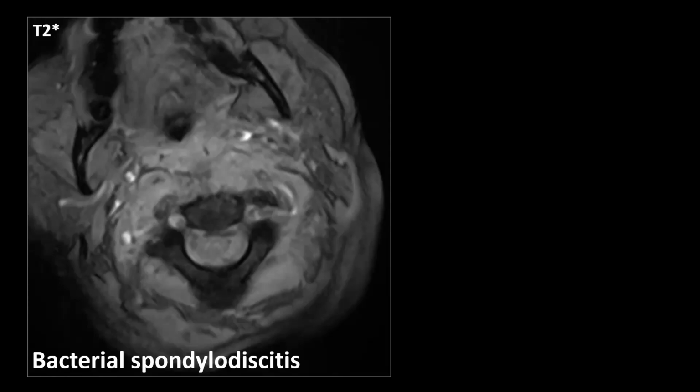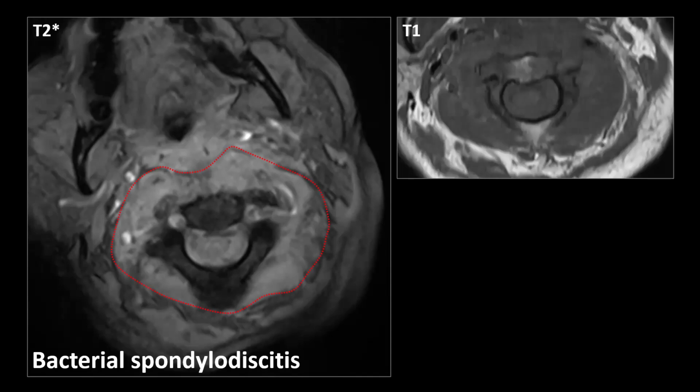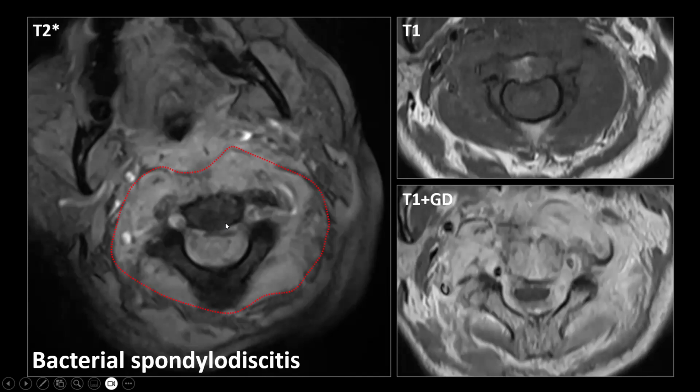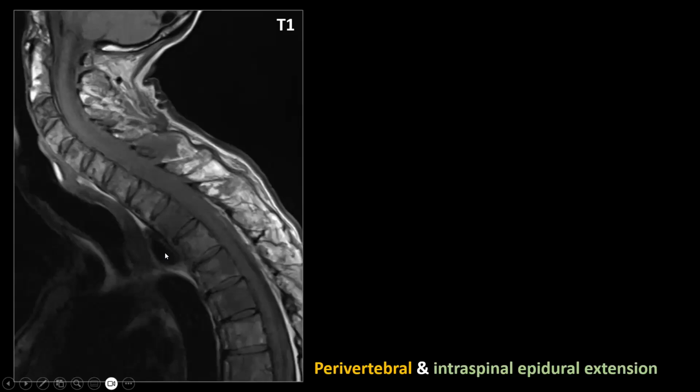This was a patient with a bacterial spondylodiscitis, so we see very large soft tissue inflammation on this T2 star image surrounding one of the cervical discs. We see infiltration on an enhanced T1-weighted image of the perivertebral spaces, which is irregularly enhancing and also involves the epidural compartment in the spinal canal. So this is an example of a bacterial spondylodiscitis.